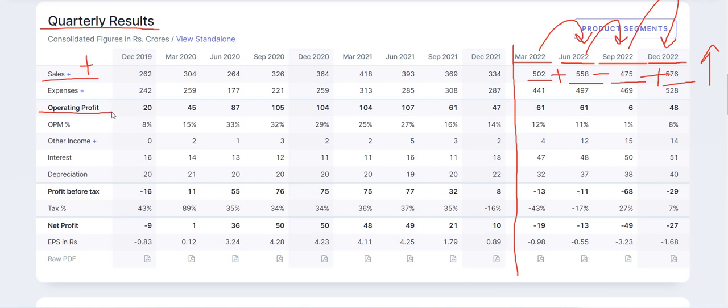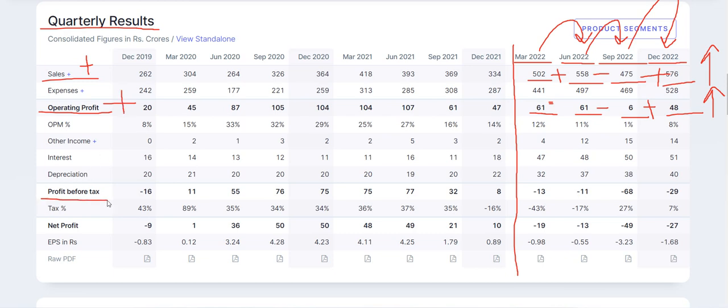Coming to operating profit, it is 61 crore rupees. In the June quarter, it remained the same at 61 crore rupees, and in the September quarter, it decreased to 6 crore rupees, and in the December quarter, it increased to 48 crore rupees. So we could mark it as a positive sign only. Leaving one quarter, every quarter operating profit has grown.